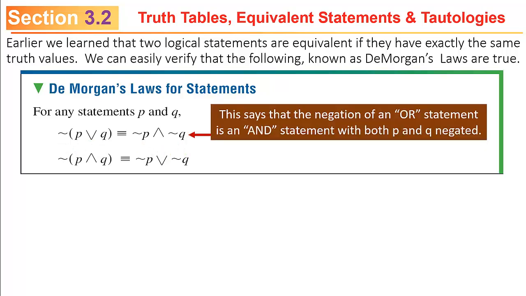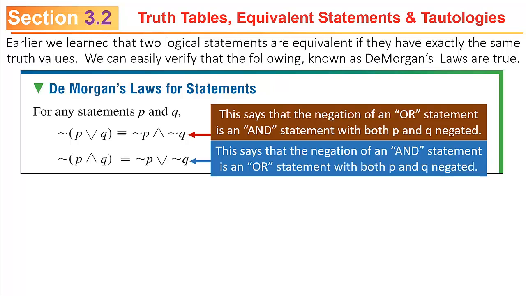In the first statement, it says that if you negate an OR statement, you get an AND statement. So the OR on the left side becomes an AND on the right side, and the tilde, the negation symbol, distributes through just like a minus sign would if you were doing regular algebra. So the negation of P or Q is the negation of P and the negation of Q. An OR becomes an AND, and the negation passes through like a minus sign.